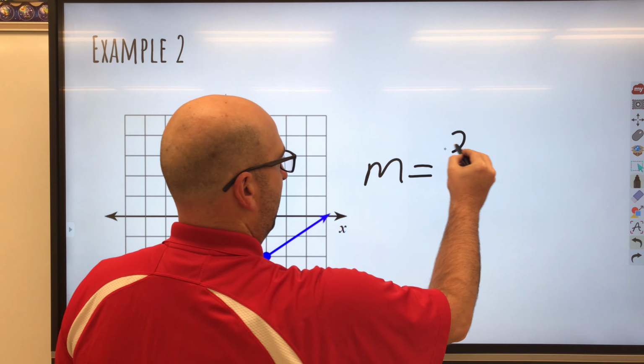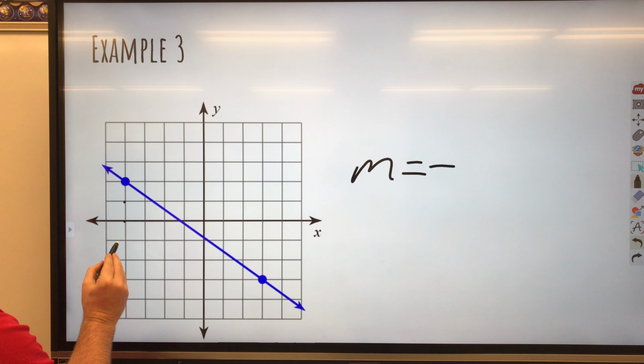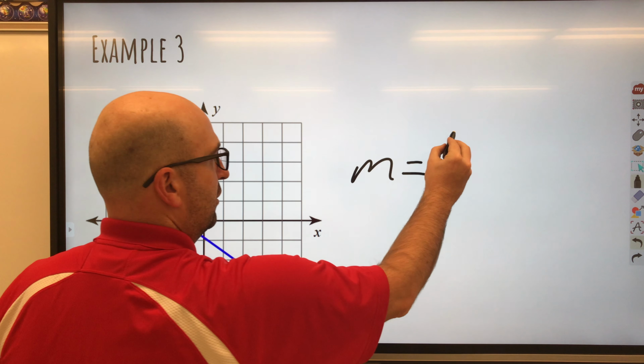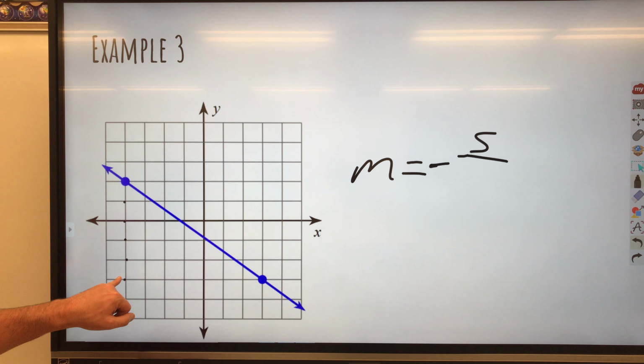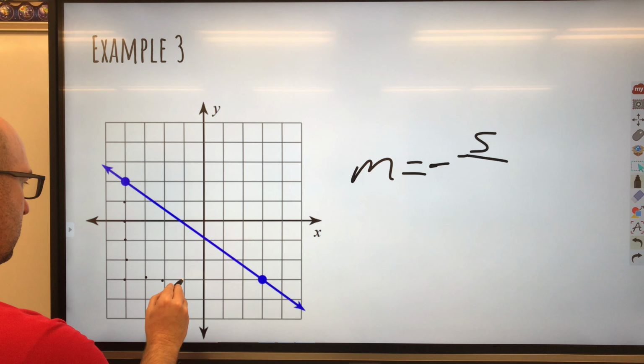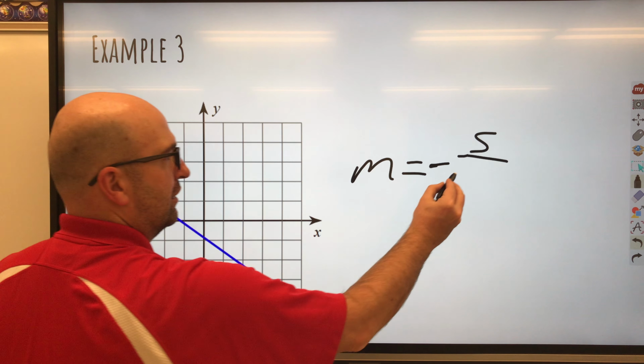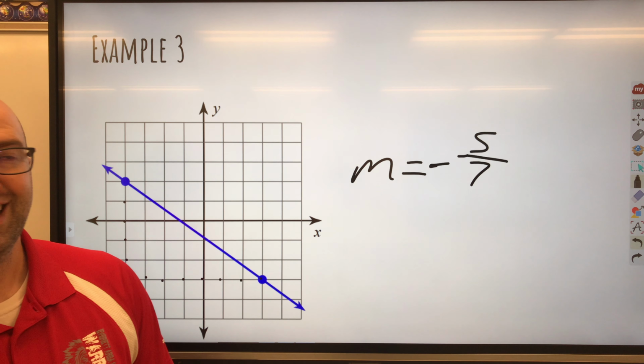Last example. Positive or negative? First thing I look at. Well, my line is going down from left to right, so I know I'm going to have a negative slope already. So let's count my rise over run. So my vertical first, I have to go down to get to this. I'm going down 1, 2, 3, 4, 5. I'm going down 5. And then from here, I'm going over 1, 2, 3, 4, 5, 6, 7. So -5 over 7 is my slope.